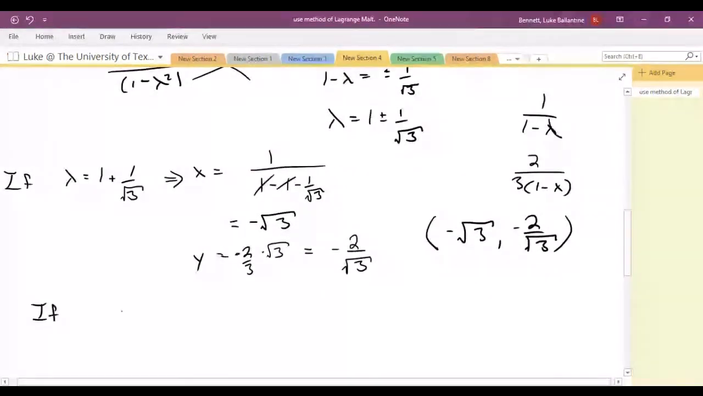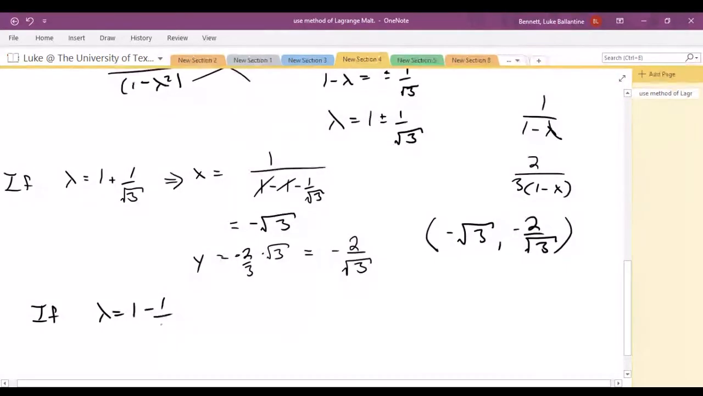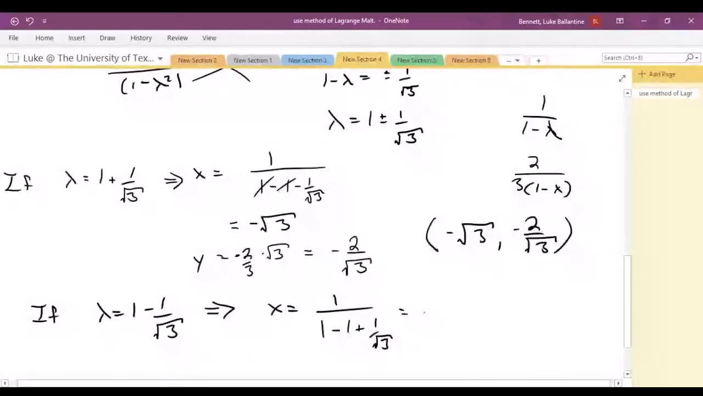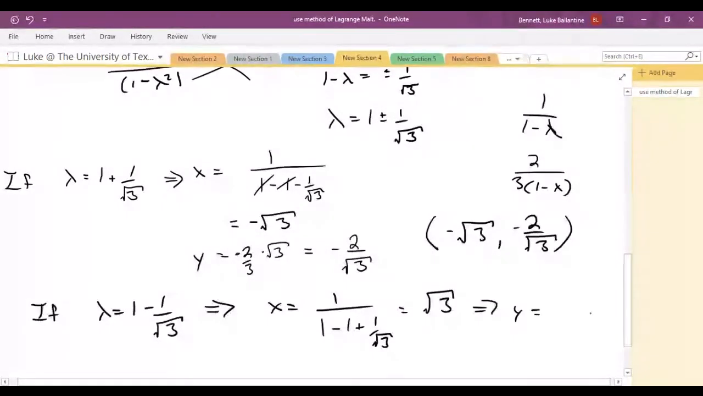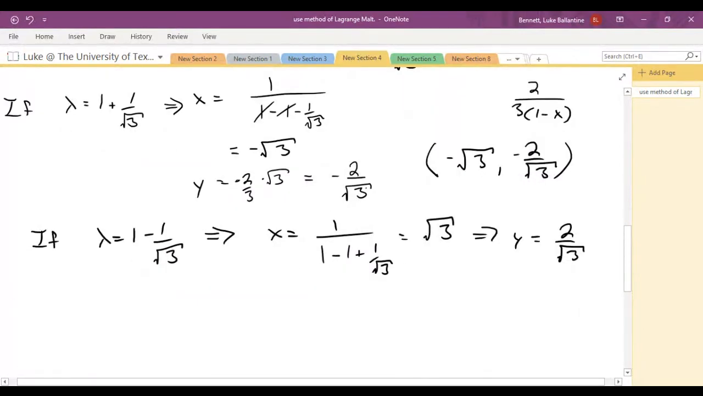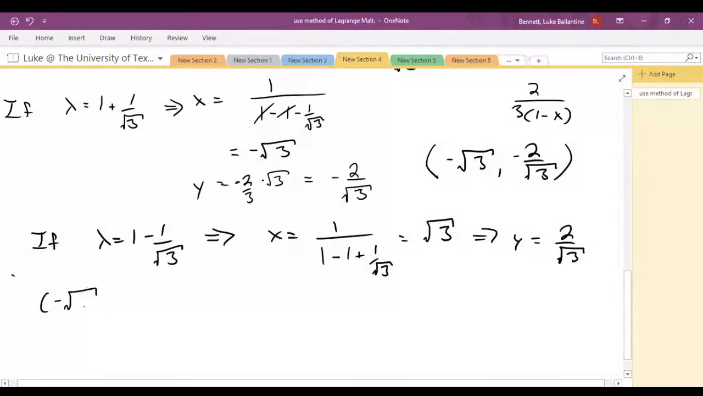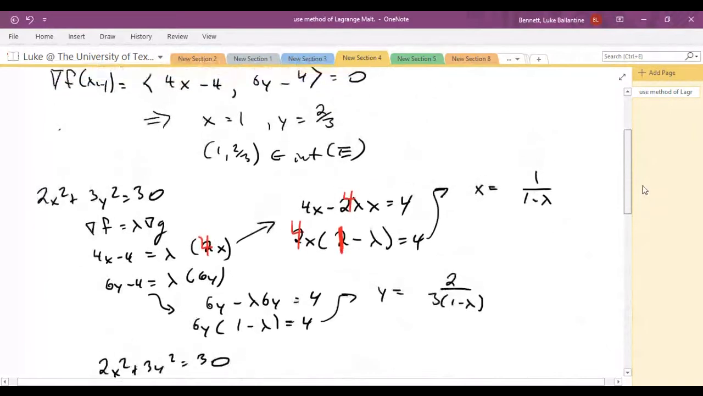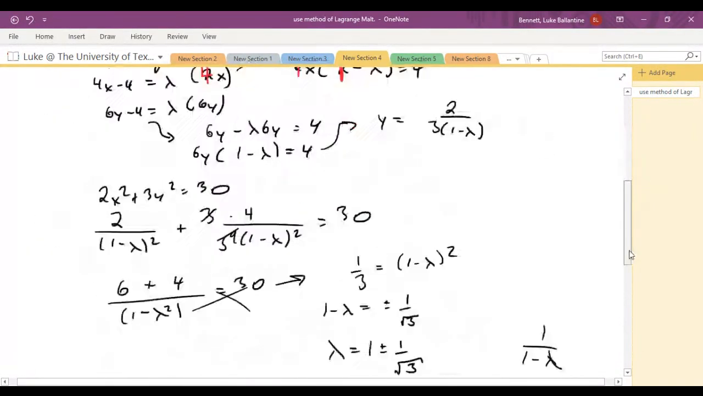But on the other hand, if lambda equals 1 minus 1 over square root of 3, what do we get? We have x is equal to 1 over 1 minus 1 plus 1 over root 3. It's just positive, and then that means y would be positive. Now we have three critical points: negative root 3, negative 2 over root 3; root 3, 2 over root 3; and then from the interior, 1 comma 2/3.